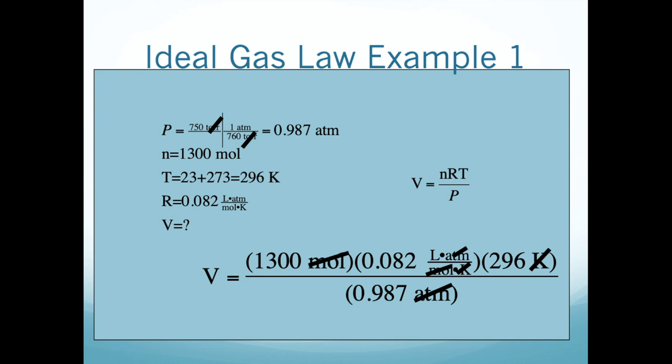So when you plug these numbers in, you take 1300 times 0.0821 times 296 divided by 0.987, you get somewhere in the ballpark of 32,000 liters. Okay, and again, your rounding might be a little different. I think when I made this slide, I used 0.082 instead of 0.0821. Again, it'll be a close enough answer for multiple choice. But basically, you should get something in this ballpark.